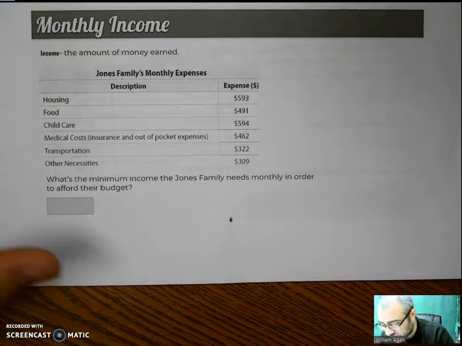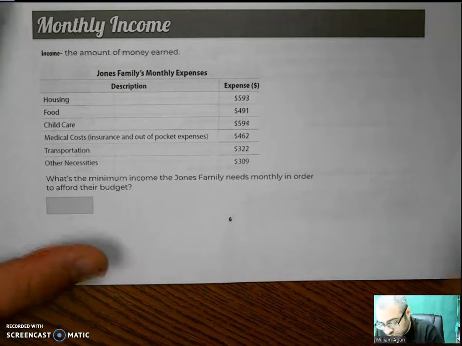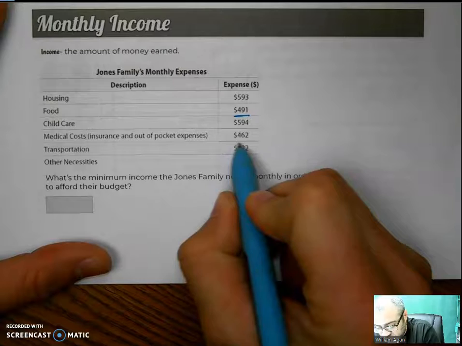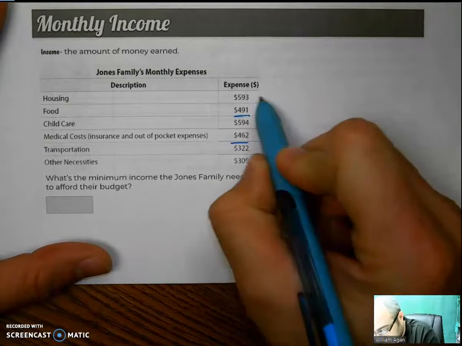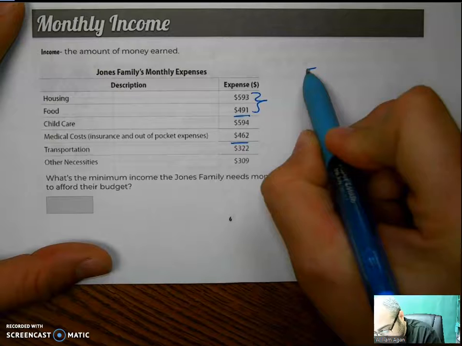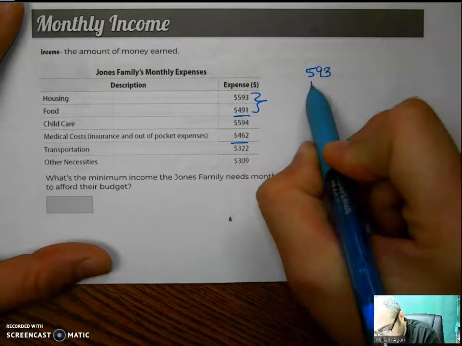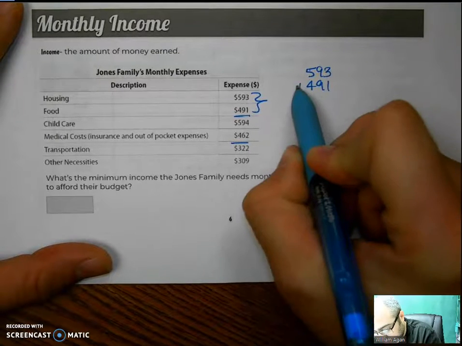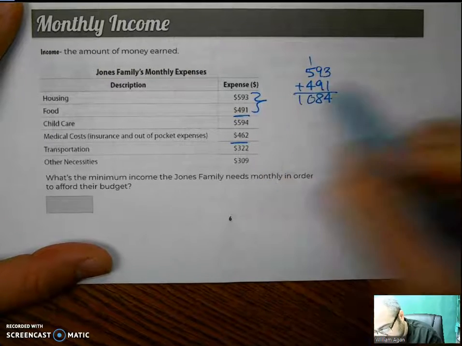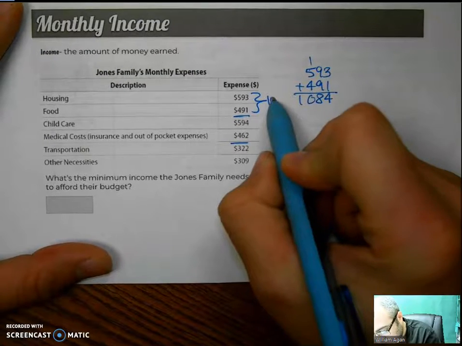So, I recommend that you group them. Do 2 at a time, or 3 at a time if you want to do it that way. Just don't do all of them at the same time. Okay, so first I'm going to add these. 593 plus 491. Okay. That gives me 1,084.